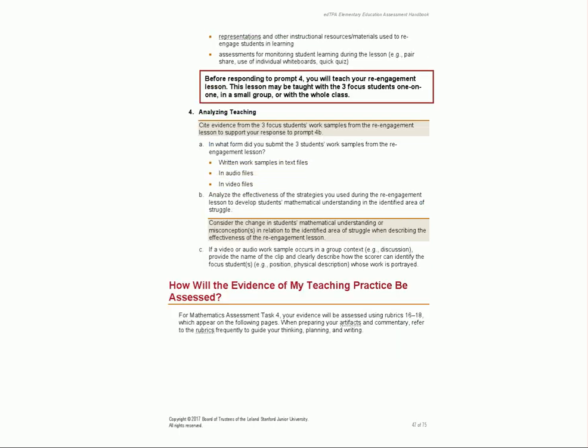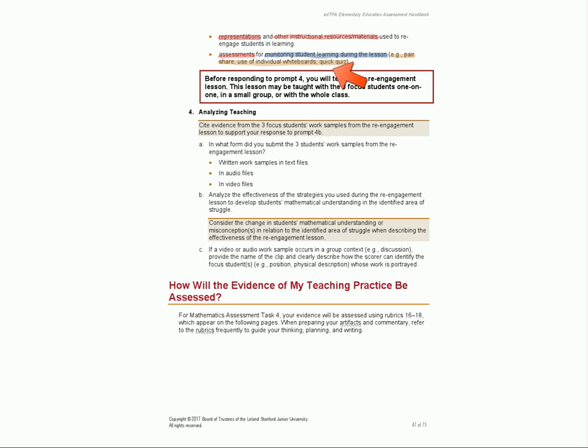Okay. So the last 2 parts of the re-engagement lesson: you want to describe the representations and other instructional resources and materials that you're using. So this could be whatever manipulatives you're using, or whatever kind of worksheet you're using, or any other kinds of tools like whiteboards or chart paper, those kinds of things that students might use to represent their learning. So keep that in mind. And the last piece of this is the assessments that you're going to be using during your re-engagement lesson.